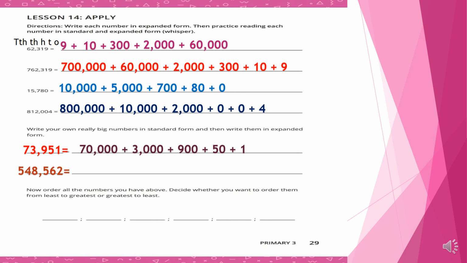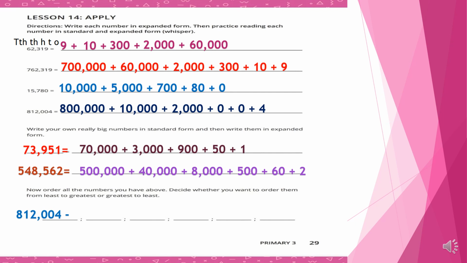Let's read from the left. 548,562. Let's write the expanded form. Okay, now he wants me to order the previous numbers, or all the numbers above, from the least to the greatest, or from the greatest to the least, as you want.